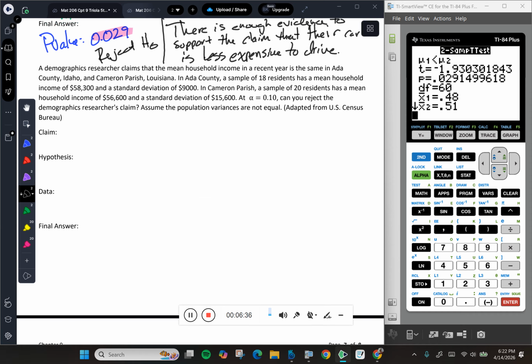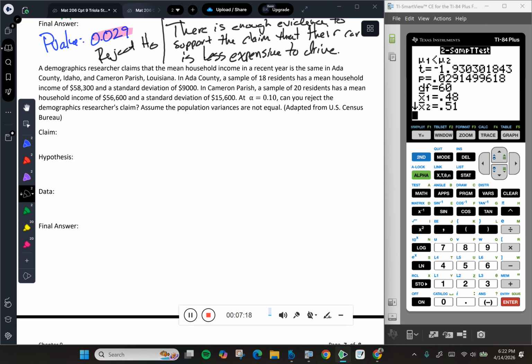A demographics researcher claims that the mean household income in a recent year is the same in Ada County, Idaho, and Cameron Parish, Louisiana. In Ada County, a sample of 18 residents has a mean household income of $58,300 with a standard deviation of 9,000. In Cameron Parish, a sample of 20 residents has a mean household income of $56,600 and a standard deviation of 15,600. At a significance level of 0.10, can you reject the researcher's claim? Assume the population variances are not equal.